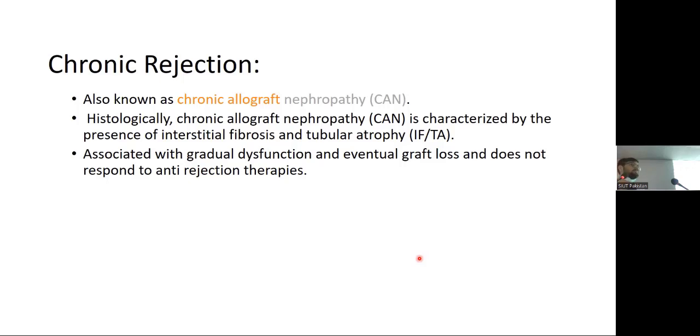How will you diagnose that this is cell-mediated rejection and this is antibody-mediated rejection, Dr. Naseem? What will be the difference on histopathology?